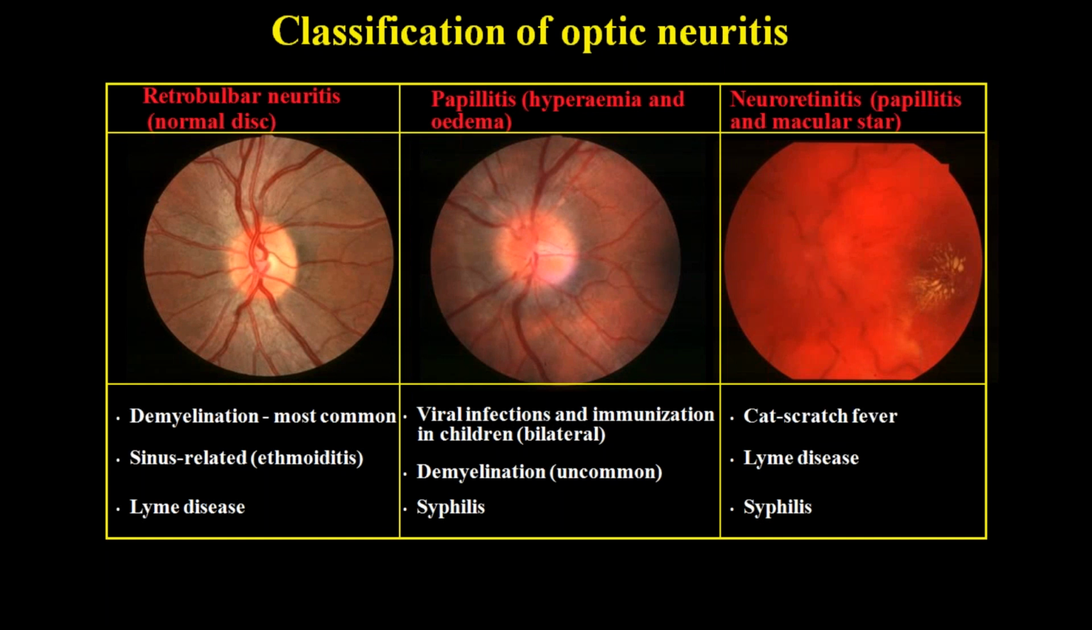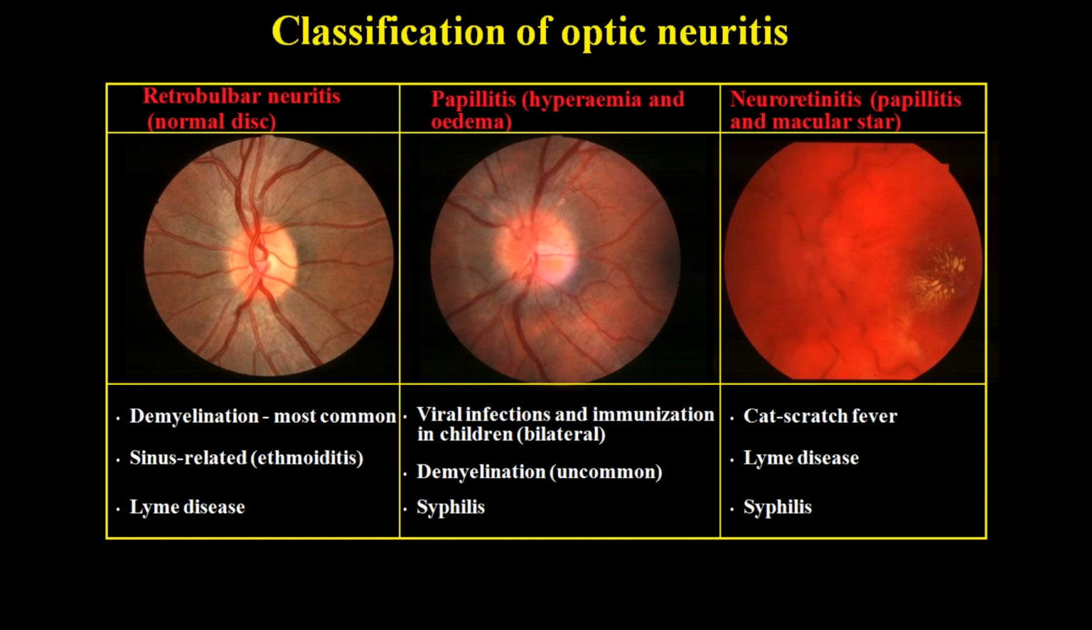Here, as we already discussed, if there is an inflammation behind the optic disc and there is a decreased visual acuity, it could be due to retrobulbar neuritis. When there is an inflammation of the optic disc and a blurring of the margins of the optic disc, then you call it papillitis. When only the disc is involved, you call it papillitis.